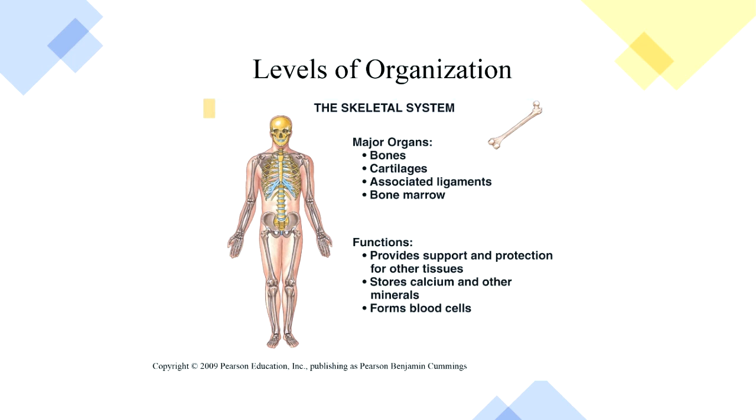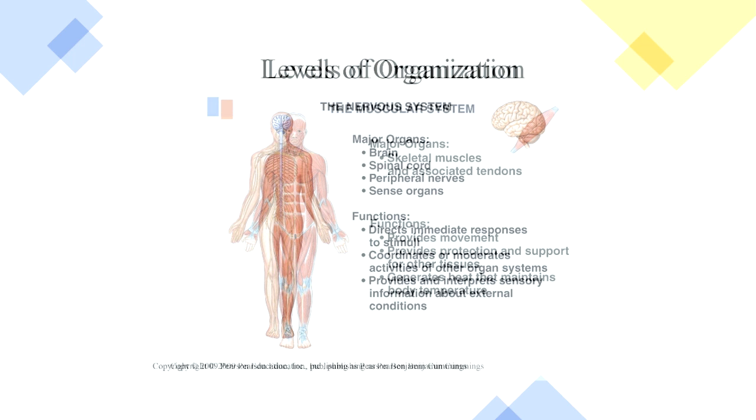Next, we have the skeletal system. The major organs there are the bones, cartilage, and bone marrow that produces our blood cells, and its function is to provide support and protection. It stores calcium and other minerals, and it forms blood cells, like mentioned. So the bone marrow does this.